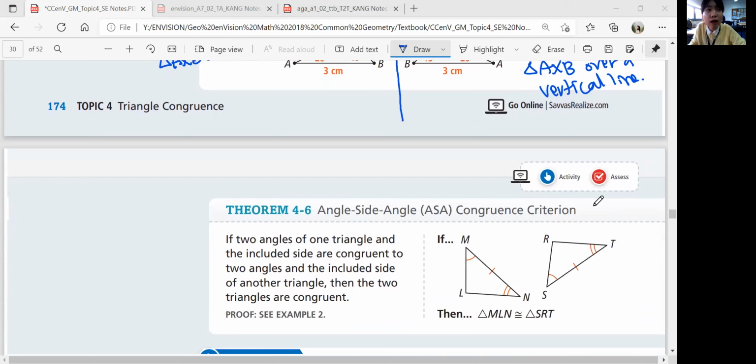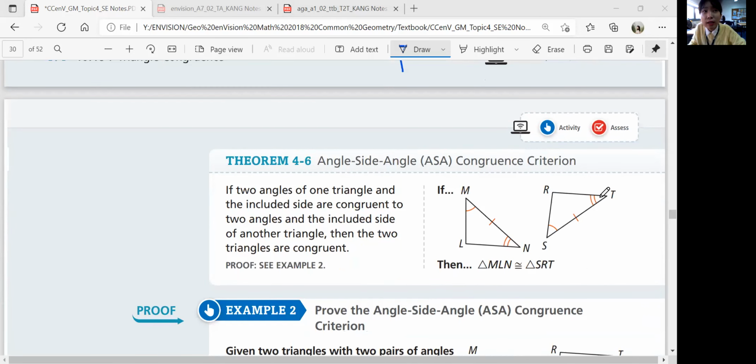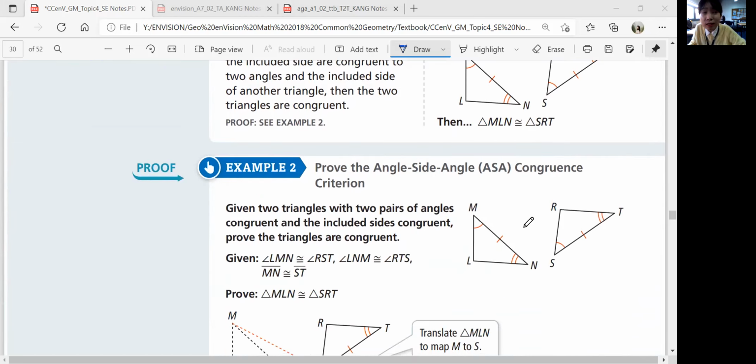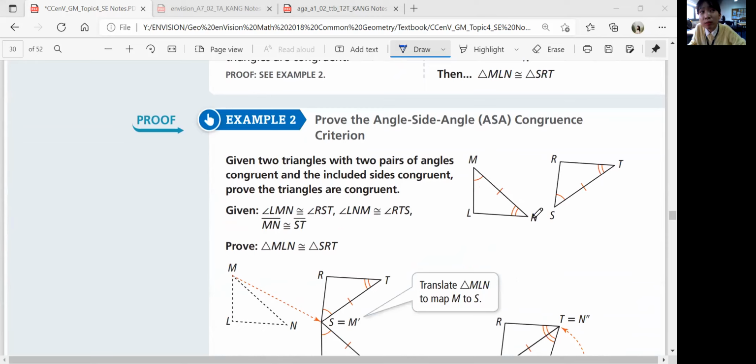Sweet. Let's look at this theorem. ASA congruence criterion: if two angles on one side, one triangle and the included side are congruent to two angles and the included side of another triangle, then the two triangles are congruent. So it must be the included side and two angles, okay? And example 2 proves this theorem.